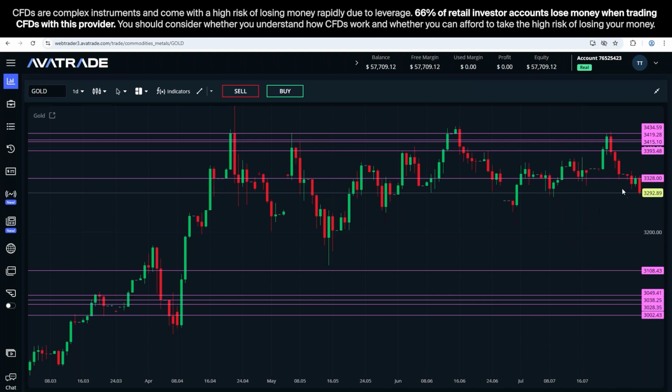We're looking at one-day candles here, and we see gold has dropped 1, 2, 3, 4, 5, 6 out of the last 8 days, and has dropped from over 3,400 an ounce to currently under 3,300 an ounce. So like 120, 130 dollars an ounce drop over the past 7 or 8 trading days. So that's quite a drop.